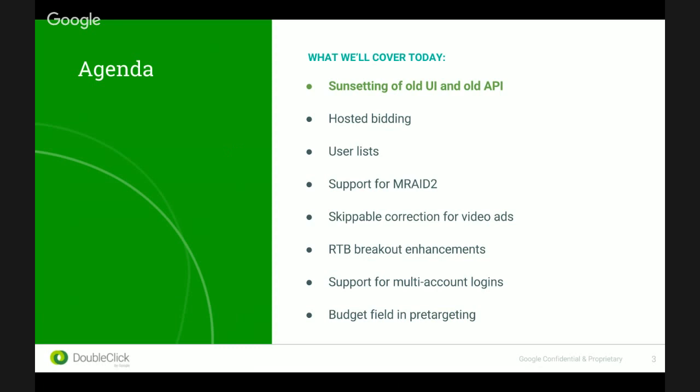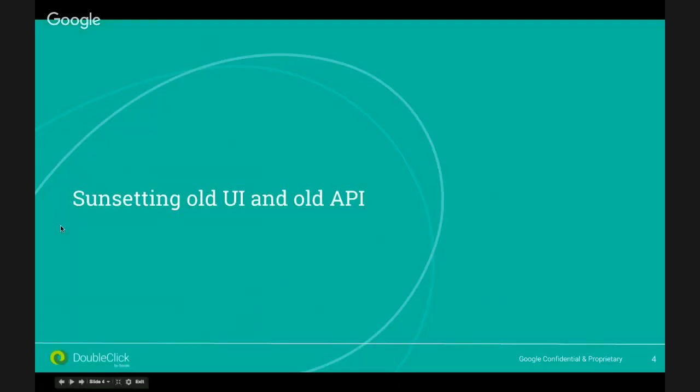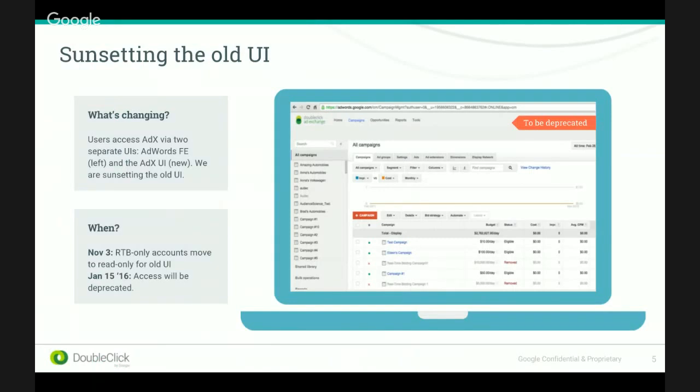Cool. So if we go on 2 slides forward, AdX has 2 separate UIs and 2 separate APIs, and it's been this way for a while. When AdX was originally created, most campaigns were trafficked directly in the UI. There was no RTB, and so the UI and the API for solving this need was a lot like the AdWords UI. And so our old UI looks a lot like the AdWords UI.